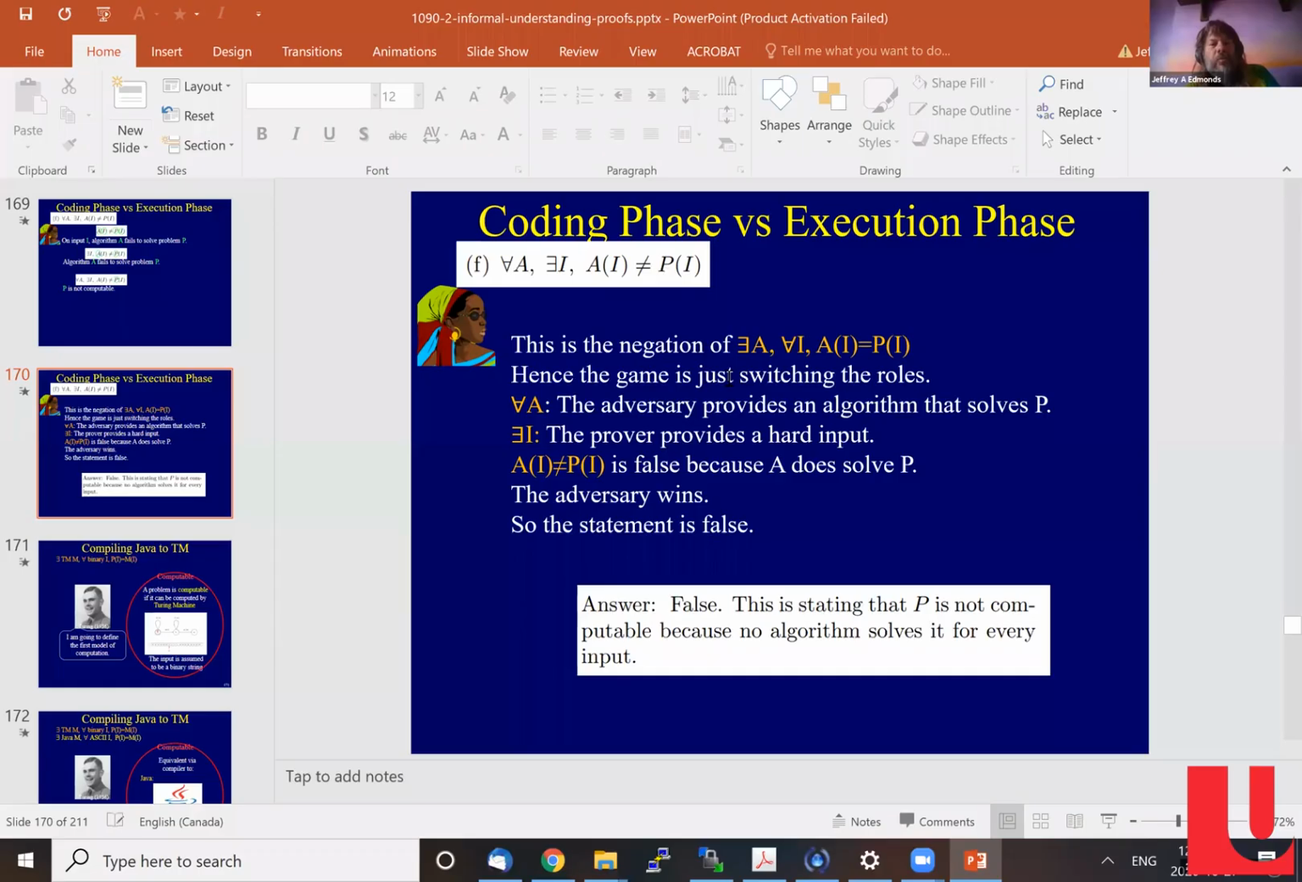All right. If you want to prove this sentence is true, if you want to prove that P is computable, how do you prove to me that sorting is computable? You give me an algorithm, say quicksort, and then I show that that algorithm works for every input. How do you prove that the halting problem is not computable? You give me an algorithm and I come up with an input on which it gives the wrong answer.